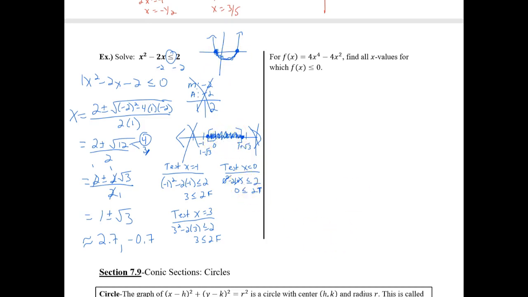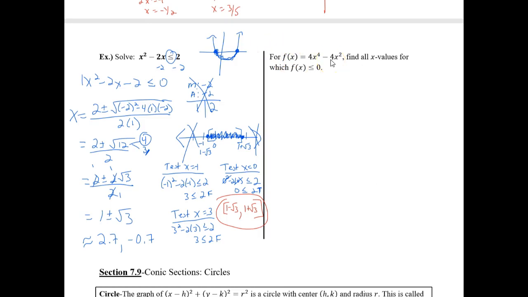So the final solution would be in interval notation from 1 minus the square root of 3, so that was our smaller value here on the left, up to 1 plus the square root of 3, and including both of those with brackets in my solution set. And there you have it.